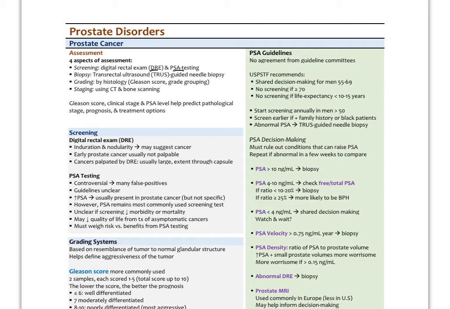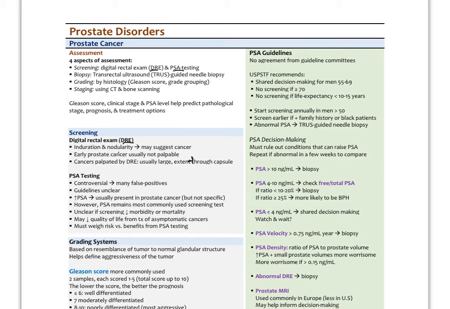and the treatment options. So for screening again, DRE, we're going to look for any induration, that's hardness, or nodularity, that can suggest cancer. We're going to have to keep in mind that early prostate cancer is usually not palpable, so this is not a very sensitive test. The cancers palpated by DRE are usually large and they extend through the capsule itself. So just know that about DRE.